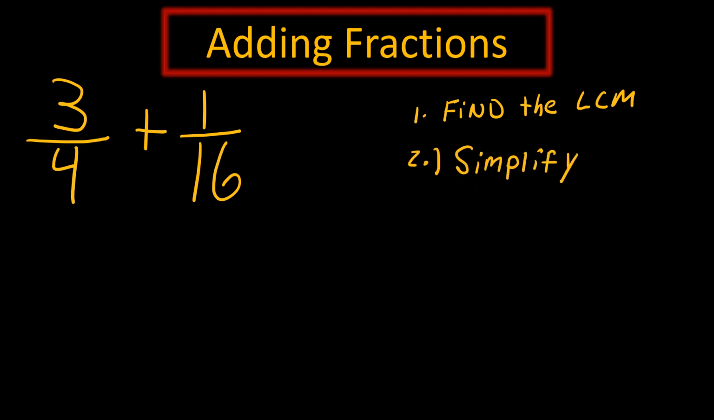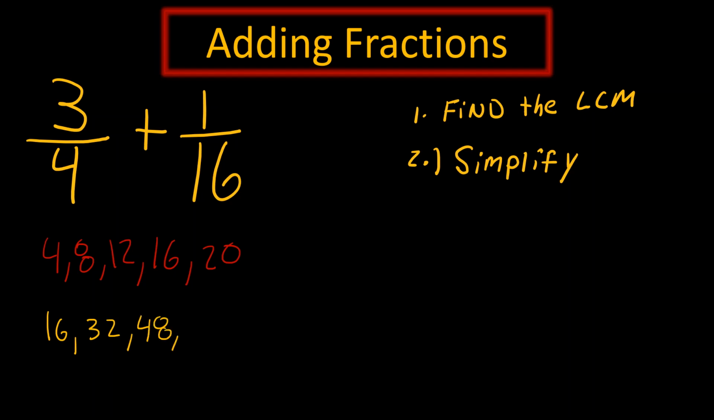Awesome, so we have our two fractions, 3/4 and 1/16. We need to find a common denominator so we can add these two fractions easily. So the first thing we're going to do is find our LCM. We're just going to list out our multiples of 4, which are 4, 8, 12, 16, 20. Now we have to list our multiples of 16. So let's do that. We have 16, 32, 48, 64, and 80.